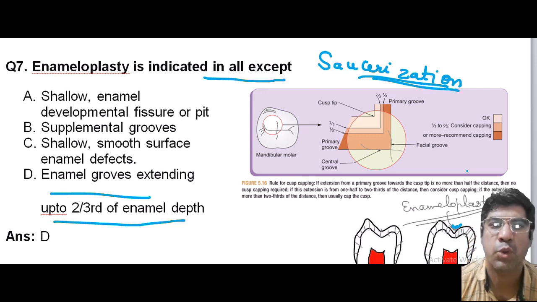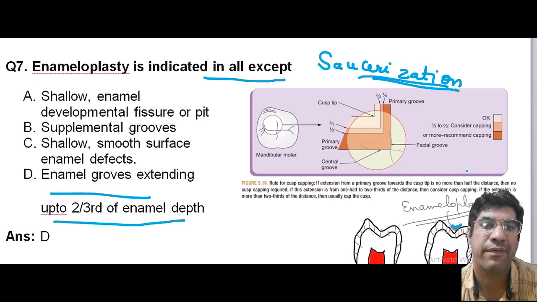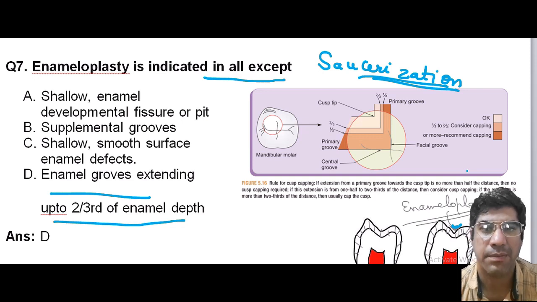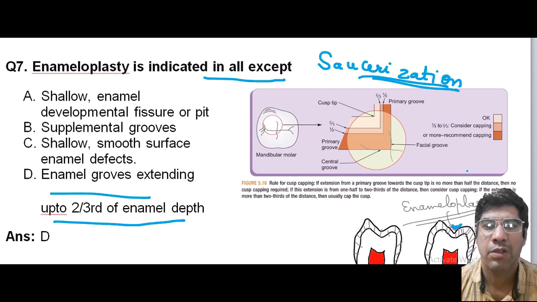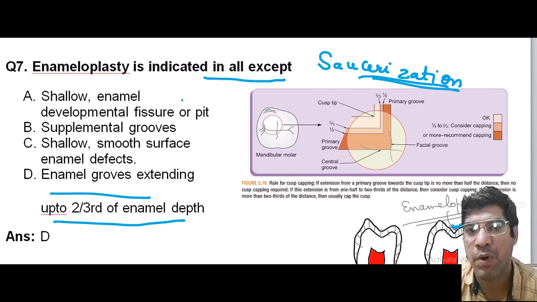So by creating a smoother and more accessible surface, enameloplasty makes the tooth easy to clean. So it is important for maintaining good oral hygiene and preventing dental problems. It is a conservative procedure. It does not involve removal of a significant amount of tooth structure. So enameloplasty is used to address deep pits and grooves in the enamel that can be prone to collecting plaque and debris.